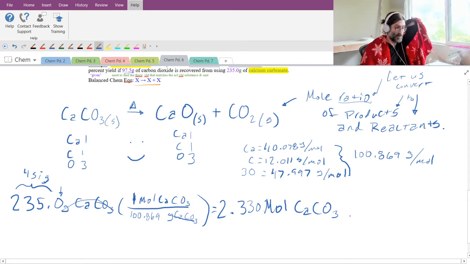So, 2.330 moles of calcium carbonate. And what now? What do we do?